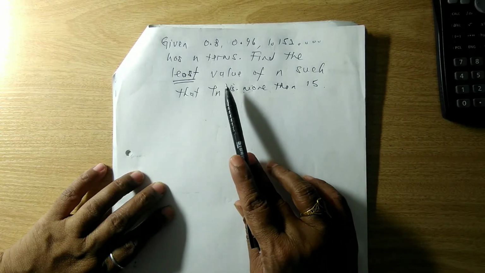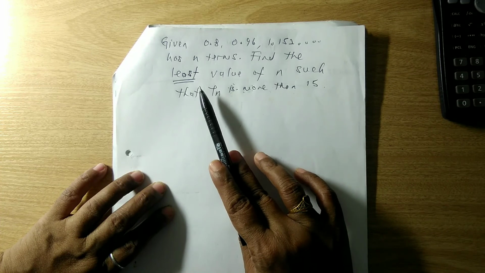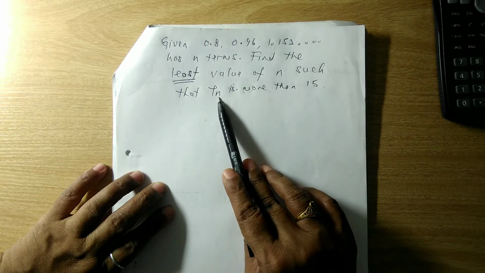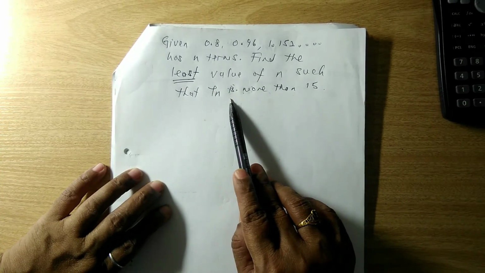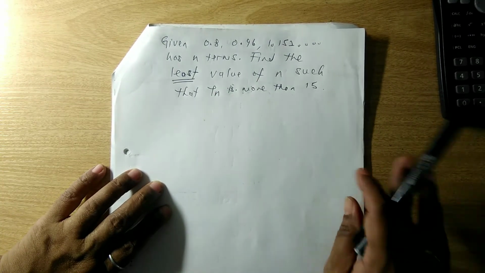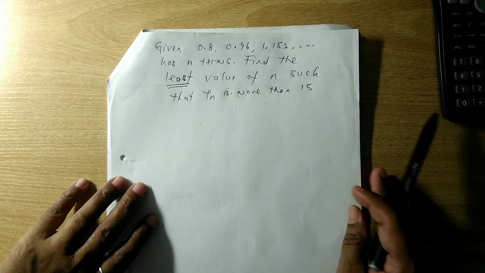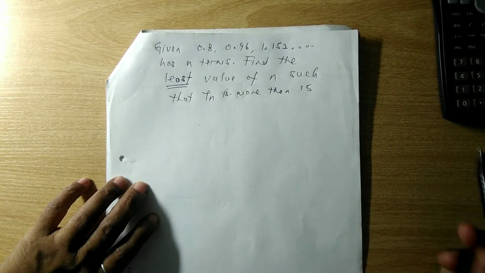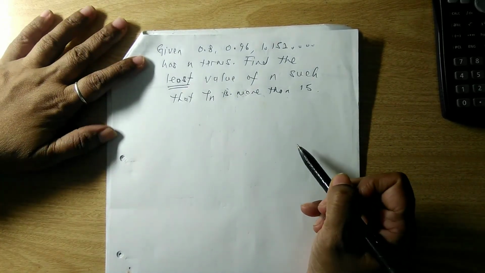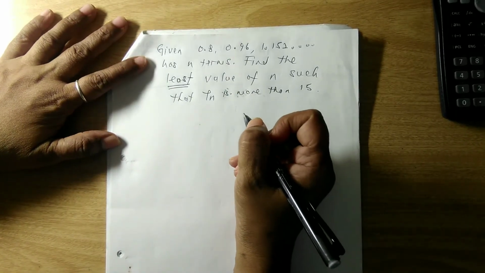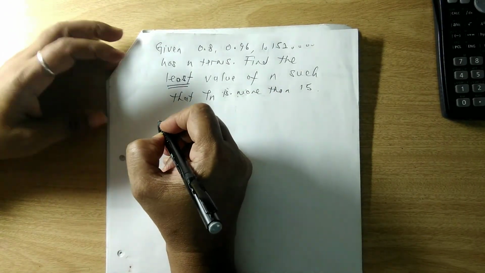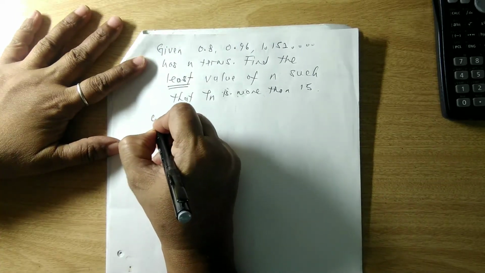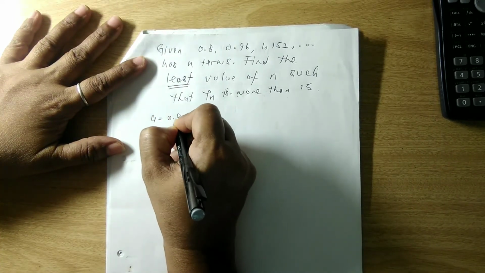They wanted to find the least value of n such that this n-th term is more than 15. First things first, we look for the two things that we need to substitute into the formula. So I'll find what's my a first. My a is actually 0.8.